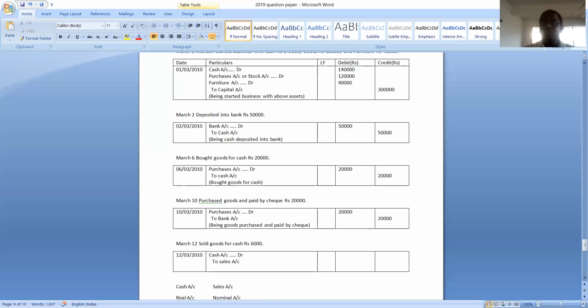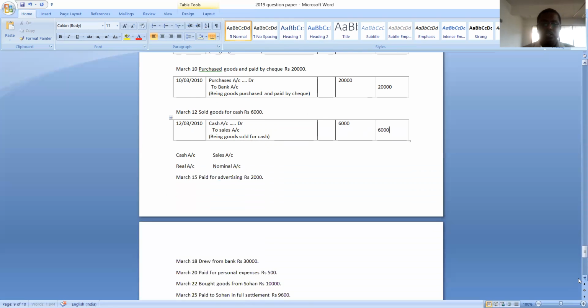Sales are nominal account. What is the rule of nominal account? Debit all expenses and losses, credit all incomes and gains. So here sales are income, so we should credit sales account. What is the narration? Narration is being goods sold for cash. Okay, what is the amount of the transaction? It is rupees 6,000. So debit column 6,000, credit column 6,000. Okay, let us move to next transaction.